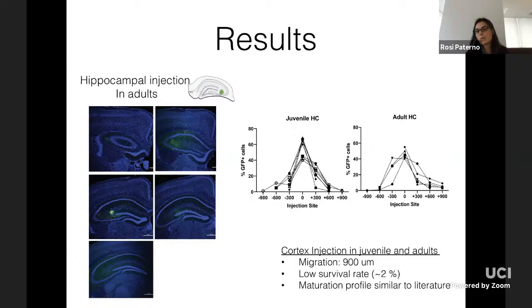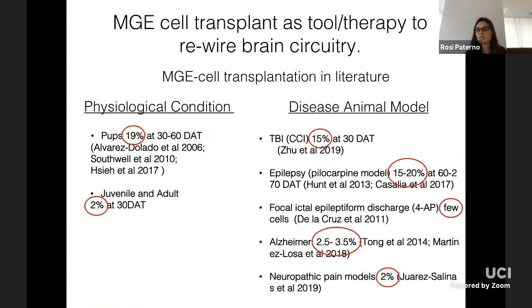So how can we interpret those data and why do we have such a wide range? If we put our results together with the literature findings, we can see that there are two main groups of findings. There are groups in which we have a high survival rate and migration, and a group in which we have a decreased migration and survival rate. And I think that the difference is in the underlying circuit that we are going to treat.